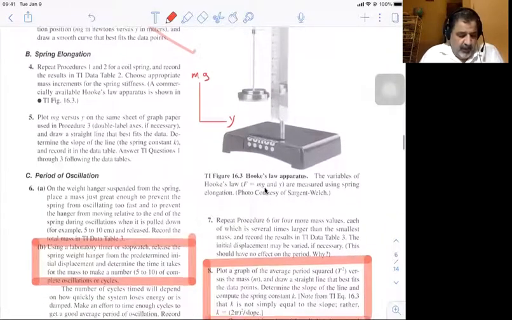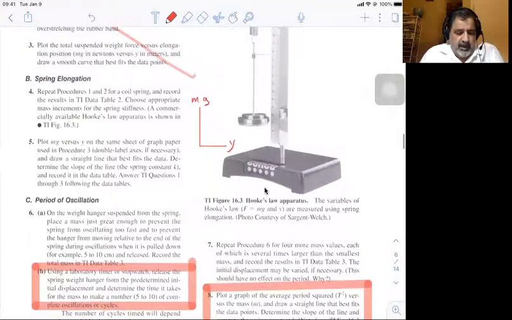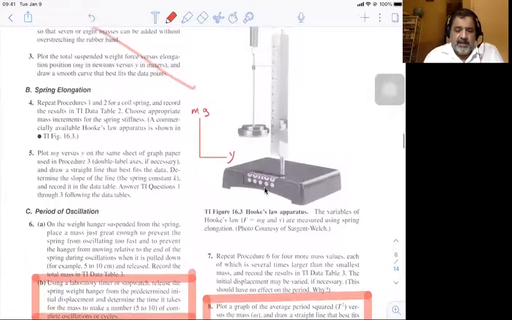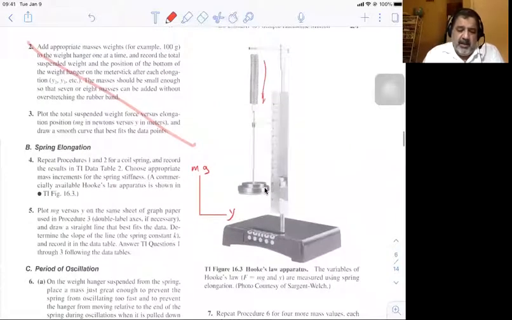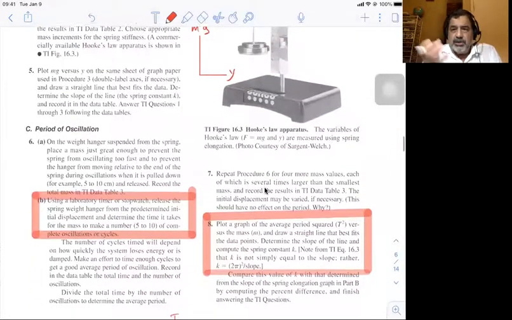It's one we've done before, where you just put a mass and see how the spring elongates. Then we're gonna set it into motion, using a laboratory timer. There'll be a stopwatch available on the simulator, where you're going to use the fet.colorado.edu simulation. Once again, using the laboratory timer or stopwatch, release the spring weight hanger from the predetermined initial displacement and determine the time it takes for the mass to make 5 to 10 complete oscillations or cycles.